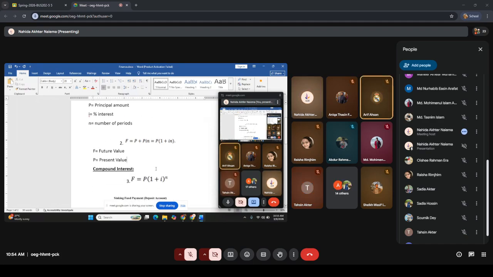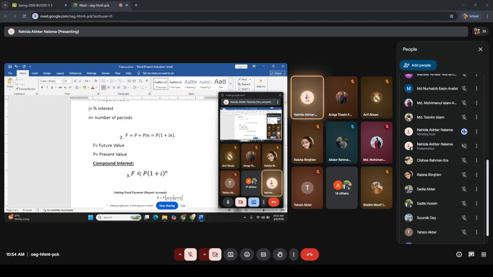Okay. So the next one, the third formula, is compound interest. As I mentioned, in compound interest, your interest is being compounded. You have the interest both on your principal amount and also on the interest you have earned. The formula for compound interest is future value equals present value times (1 plus interest) to the power n.